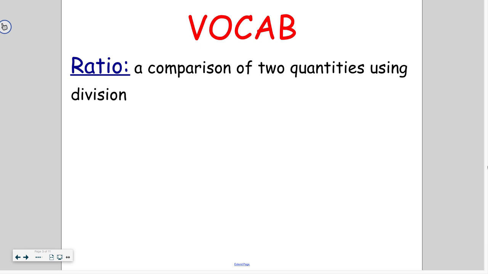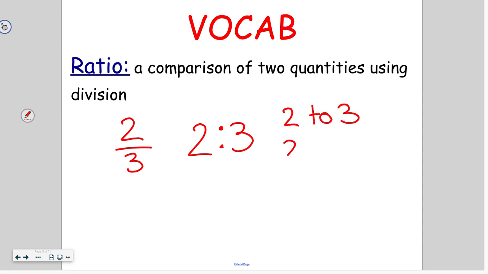There are three common ways you will see ratios written. The most common way is in fraction form. So 2 out of 3, saying I have 2 out of every 3 pieces. The second way you will see it written is with a colon. Again, comparing 2 out of the possible 3. The last way you'll see it written is 2 to 3, or 2 out of 3, written out in an actual format with words. All three of these different methods are expressing the same quantity, saying that it is 2 out of the possible 3 total.